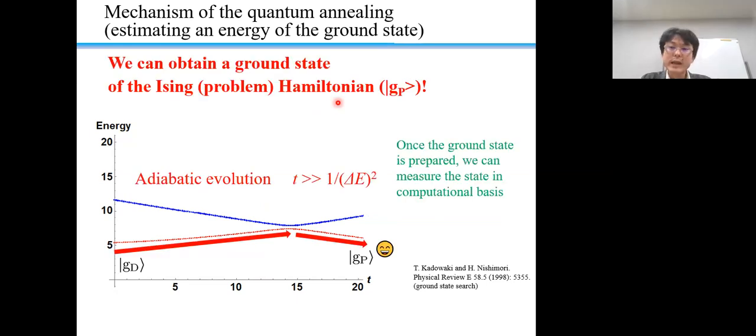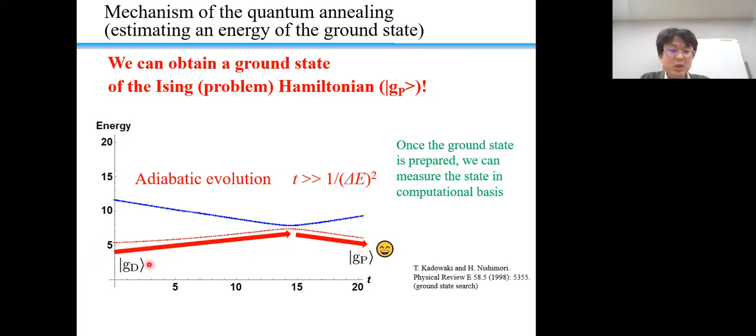After that, we will change the Hamiltonian gradually. There is a famous theorem called the adiabatic theorem. Based on the adiabatic theorem, as long as we change the Hamiltonian very slowly, much slower than the time scale characterized by the energy gap delta E, as long as the dynamics are adiabatic, the state remains in the ground state.